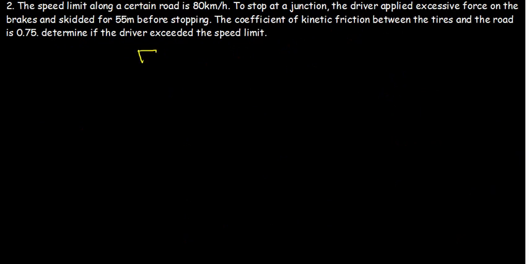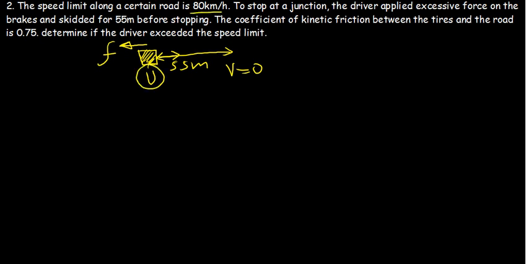So here is a vehicle that is moving forward with a certain velocity v. Okay, let me call it u because it's the initial velocity. Now, the driver applies excessive brakes. The brakes give the vehicle a force of friction that is going to stop the vehicle from moving. Before the vehicle can stop, it has to skid for 55 meters, and then the final velocity is 0. We want to first find the initial speed and then compare it with the speed limit to see if the driver exceeded the speed limit or not.